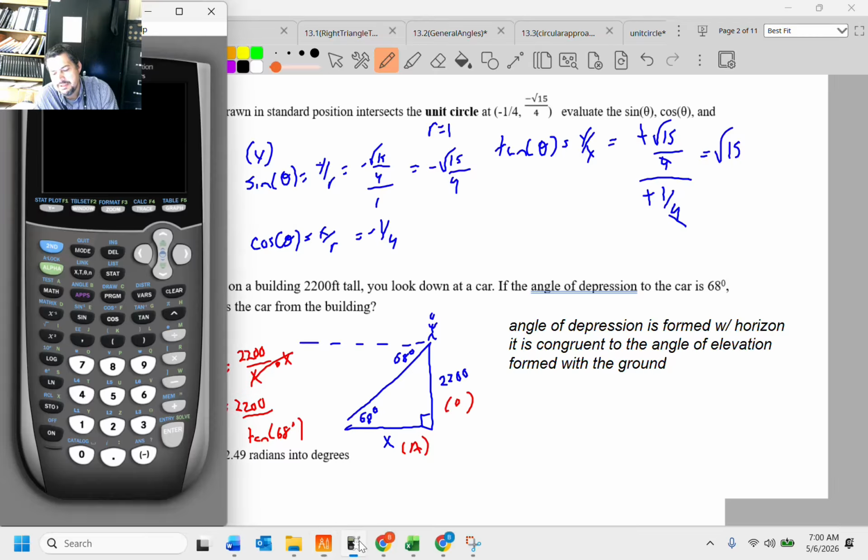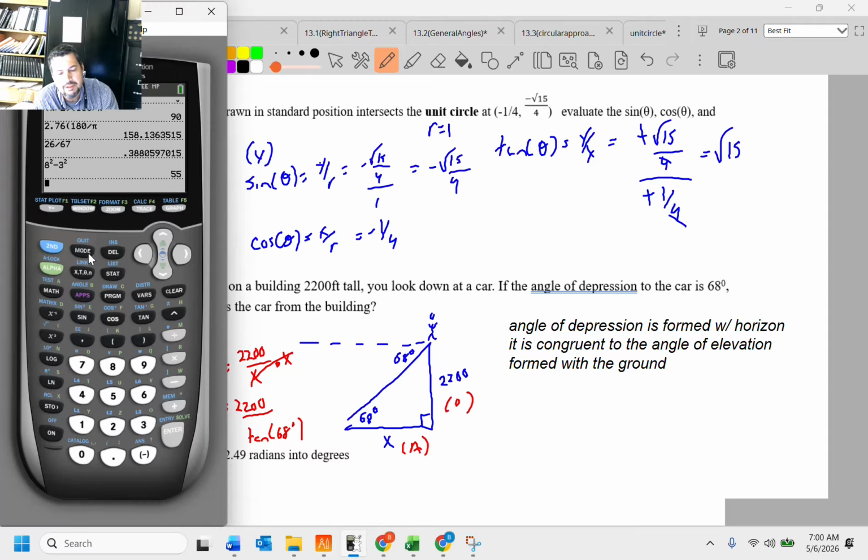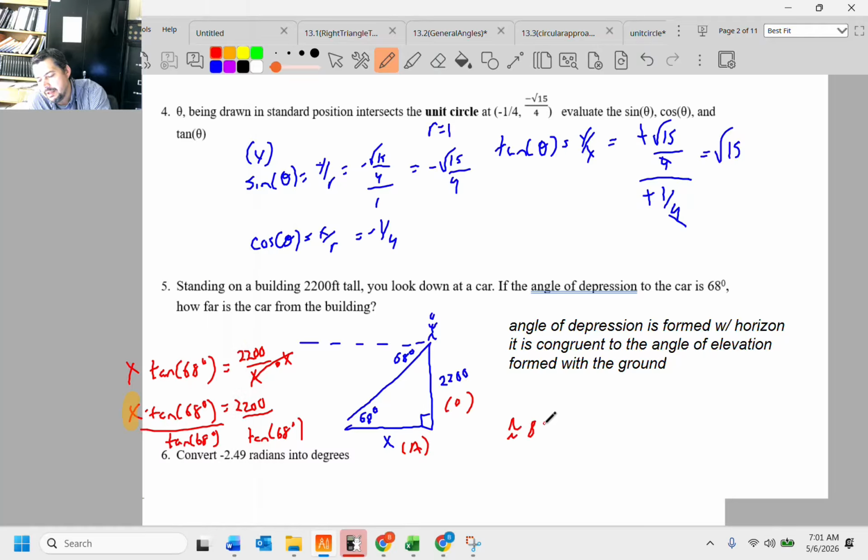Now, anyways, on test day, make sure that you press that mode key and make sure you're in degree mode and not radian mode, not unless you need to. So we got 2,200 sitting pretty over the tangent of 68 degrees, and we get about 888.86. So I'm going to round that to the nearest foot. It's about 889 foot. Moving forward with my life, don't know about yours. I'm moving on to number 6.